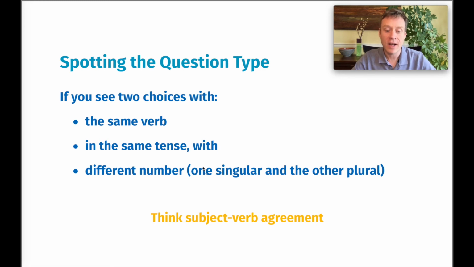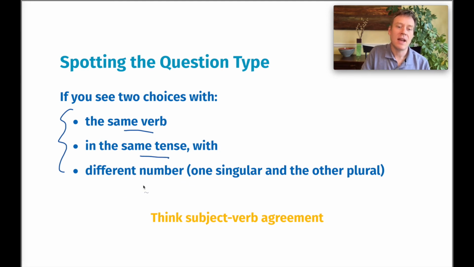Luckily, the test writers often make it pretty easy to determine the question type just based on some patterns that show up in the answer choices. If a question is testing subject-verb agreement, you're almost always going to see two choices that have this pattern here. It's going to be the same verb, the same tense, and different number. That means one is singular and the other is plural. If you see that pattern in the answer choices, you should really think subject-verb agreement.